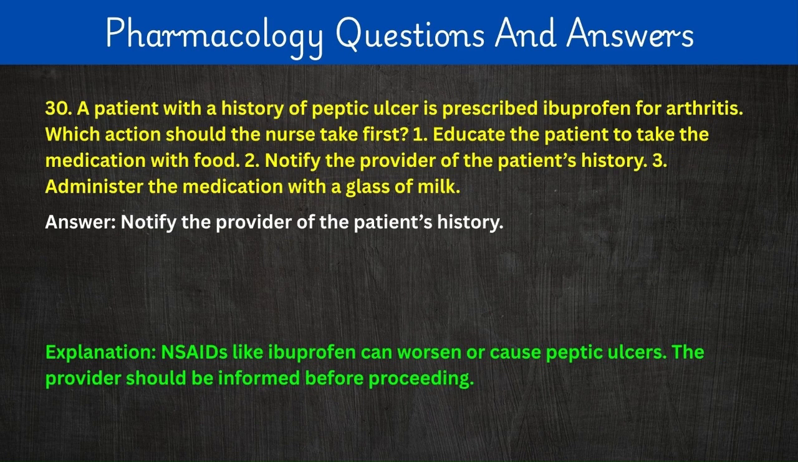30. A patient with a history of peptic ulcer is prescribed ibuprofen for arthritis. Which action should the nurse take first? 1. Educate the patient to take the medication with food. 2. Notify the provider of the patient's history. 3. Administer the medication with a glass of milk. Answer: notify the provider of the patient's history. Explanation: NSAIDs like ibuprofen can worsen or cause peptic ulcers. The provider should be informed before proceeding.